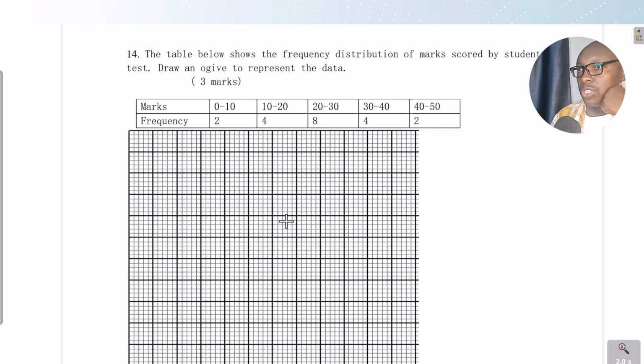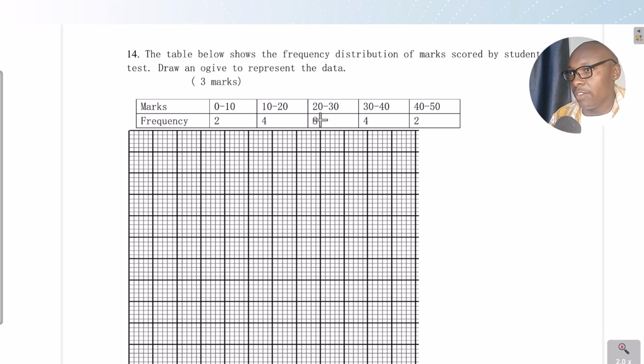The table below shows the frequency distribution of marks scored by students in a test. Draw an ogive, or cumulative frequency curve, to represent this data. So look at the data, marks 0 to 10, 10 to 20, 20 to 30, 30 to 40, 40 to 50. So one observation you make is that the classes are overlapping.